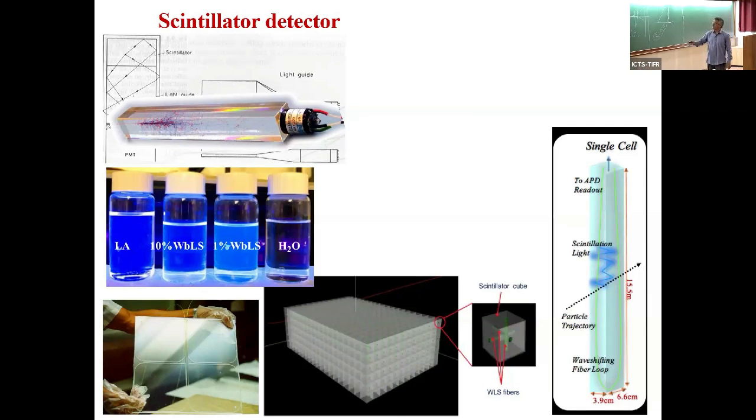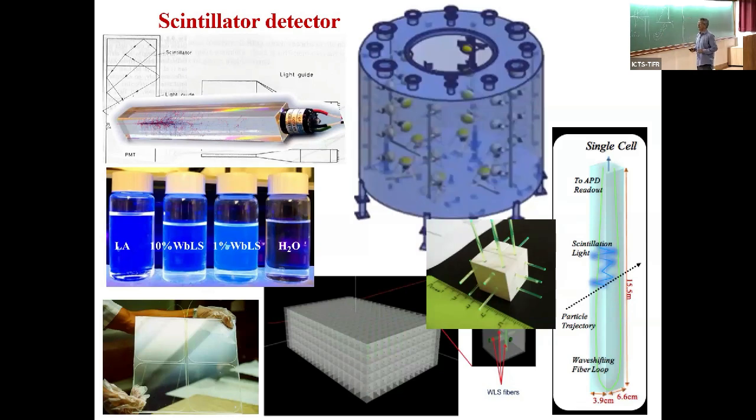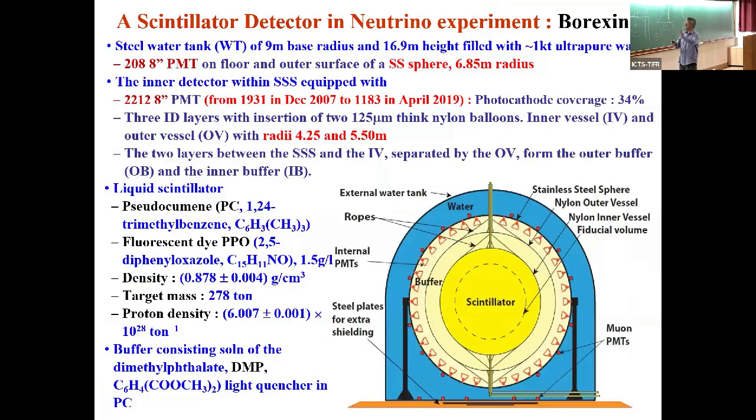And many detectors use this. This is the NOvA experiment, which uses liquid scintillators where you put the fibers and take the readout. In the T2K experiment, they use a detector with scintillator blocks, where you collect the light in all 3 directions through these fibers. And there are also liquid scintillator detectors, big scintillators, where the photomultiplier collects the signals.